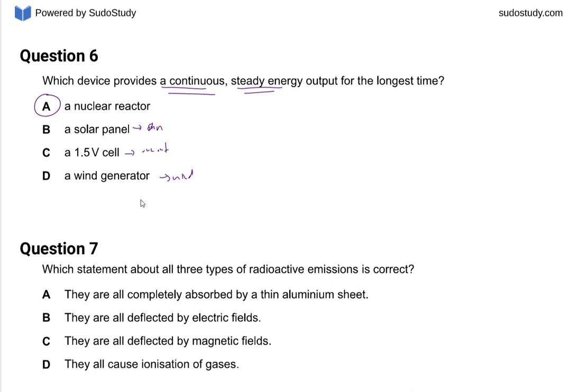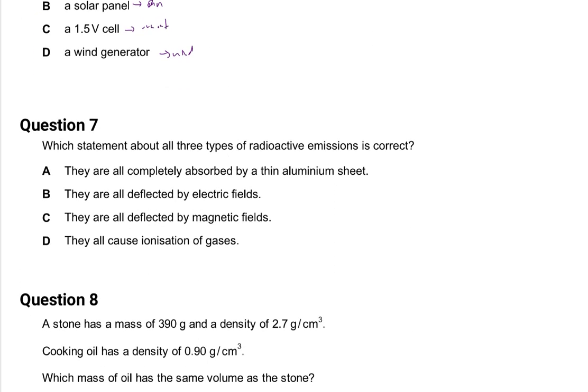Because uranium is by default radioactive, it's going to continually decay, and uranium is going to take over 9,000 years, or maybe more, or even a crazy amount of time to completely decay, millions of years and so forth. If you don't know the answer, you can go by process of elimination. Good. 7. Which statement is correct? They are absorbed by aluminum foil? No. They are deflected by electric field?